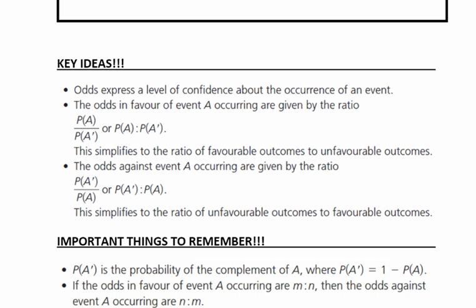So our key idea is odds express a level of confidence about the occurrence of an event. So the odds in favor of event A occurring are given by the ratio. P of A is the probability of A occurring. What's this mean here? Do you remember that? It's the probability of not A.